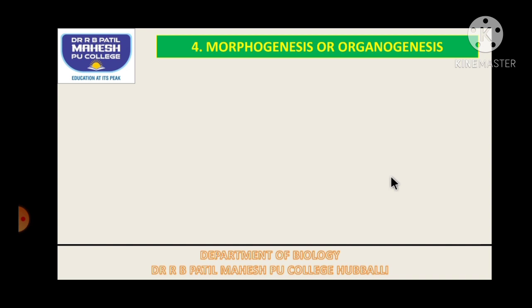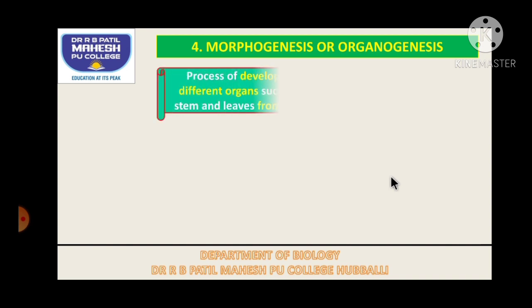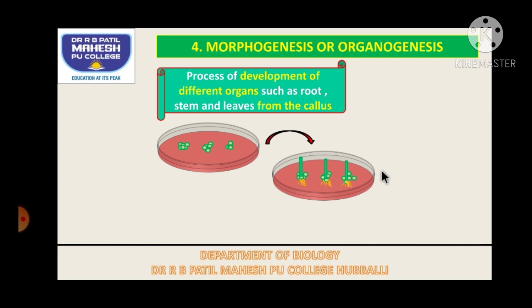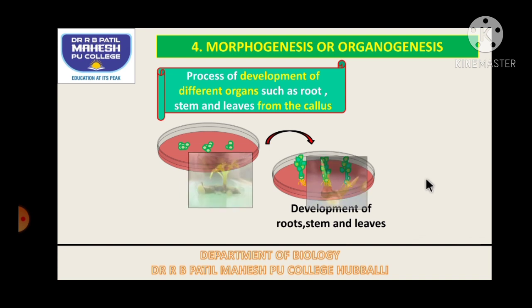Coming to the fourth step, that is morphogenesis or organogenesis. This is the process of development of different organs such as root, stem and leaves from the callus. As we just observed in the previous slide, the mass of undifferentiated cells which was there as a callus will be converted into a root system, then a shoot system, and also leaves. This development of roots, stem and leaves is called morphogenesis, or also organogenesis.